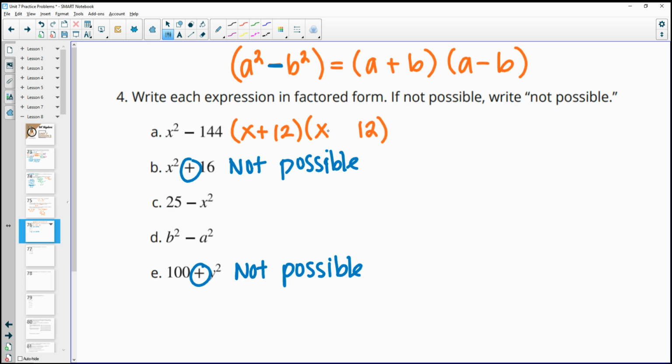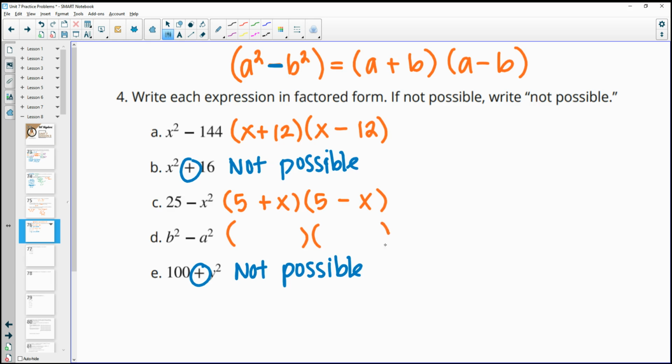And then we'll make one of these a sum and one of these a difference. And then we'll continue doing that same thing throughout the next couple. So 25 is 5 times 5. And then x squared is x times x. And then one is a plus and one is a minus, so that our middle terms drop out and give us just this 25 minus x squared.